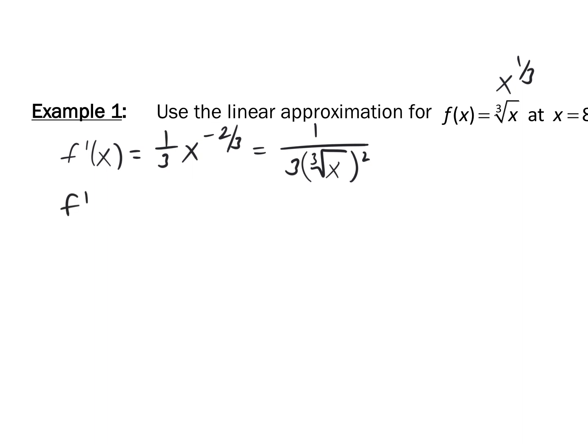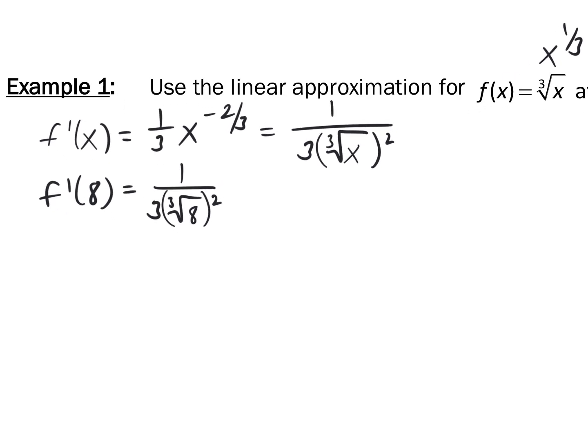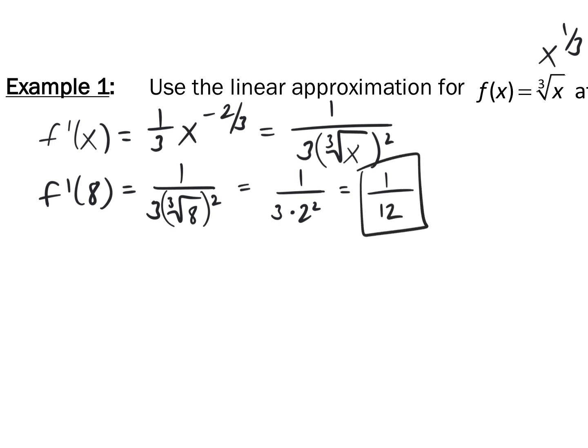So now I'm going to plug in 8. So f prime of 8 is going to be 1/3 times the cube root of 8 squared. So evaluating this, I would get 1/3 times 2 squared, which is 1/12. Okay, so that right there, 1/12 is what for my tangent line? That is my slope.